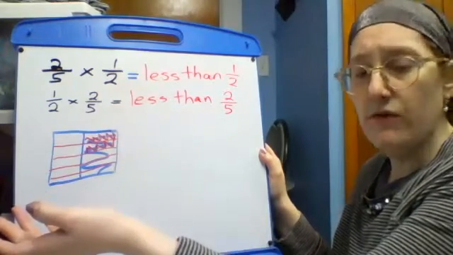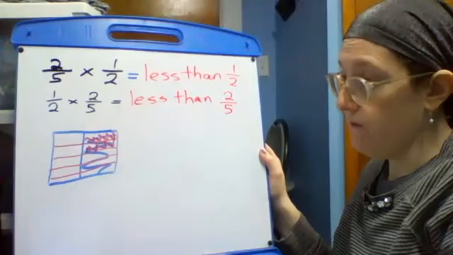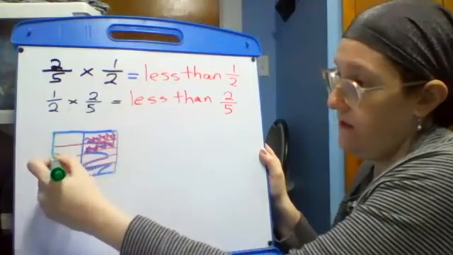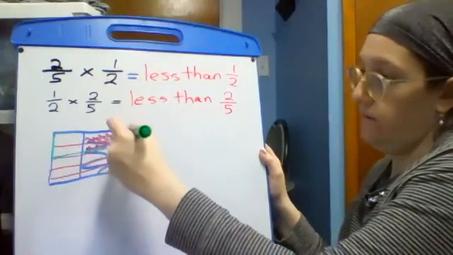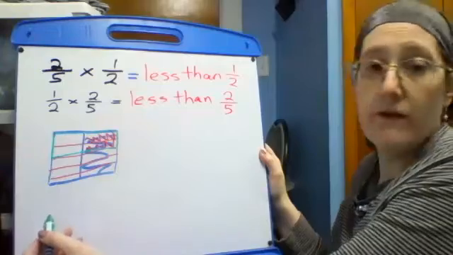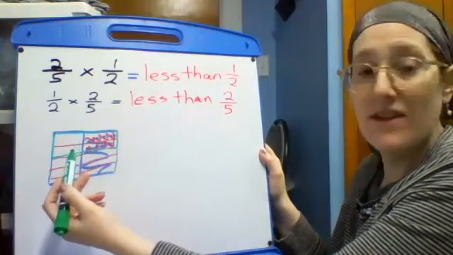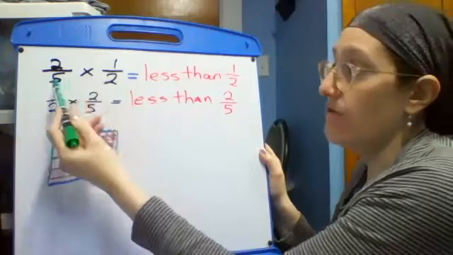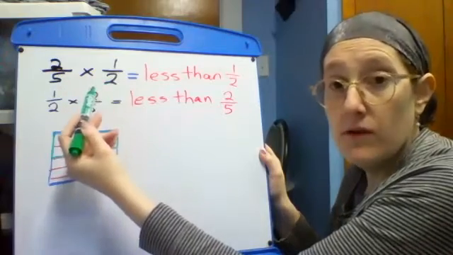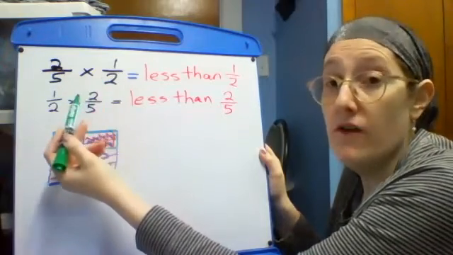Is it less than 2/5? Well, 2/5 would be this whole section. That's 2/5 of the whole, and it's half of that. So it's definitely less than 2/5. So when you're taking a fraction of a fraction, your product will be less than both of those fractions.